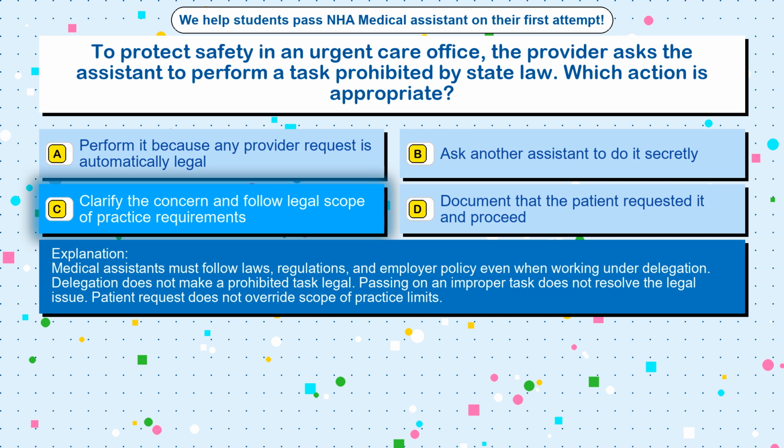Passing on an improper task does not resolve the legal issue. Patient request does not override scope of practice limits.